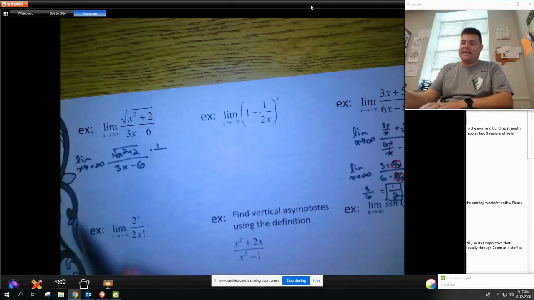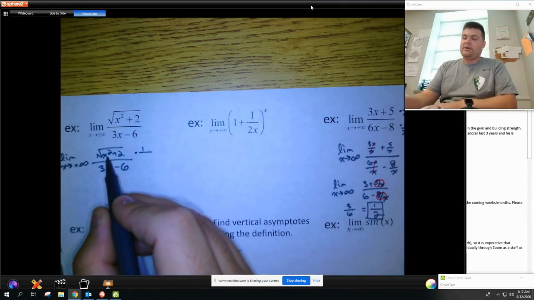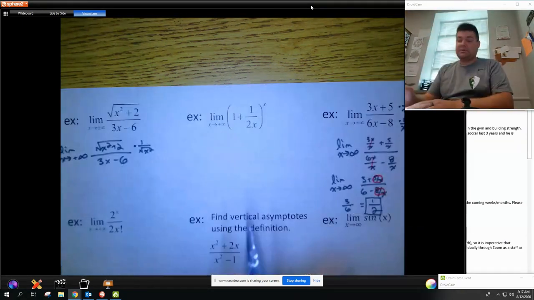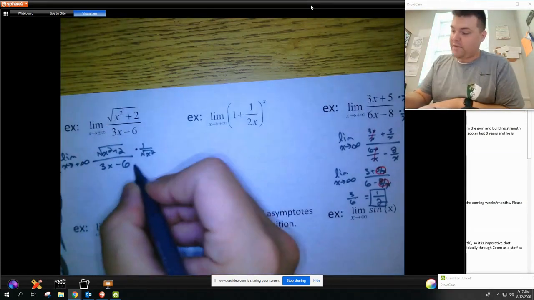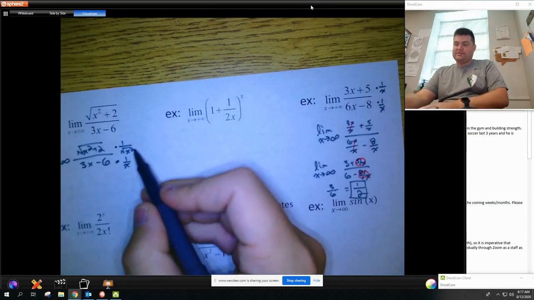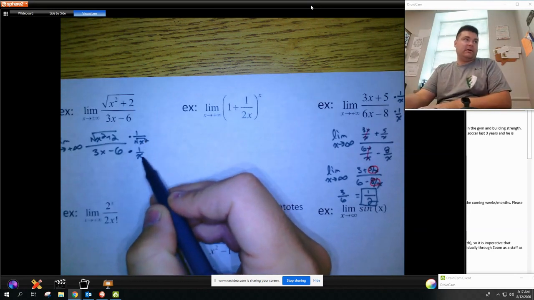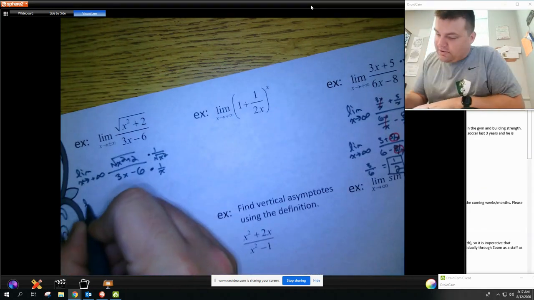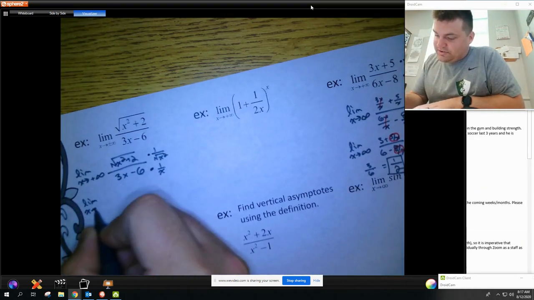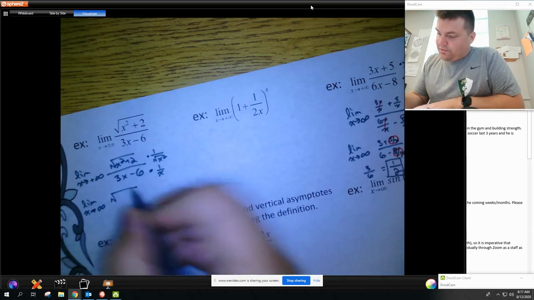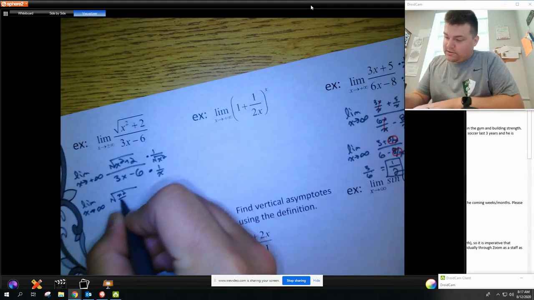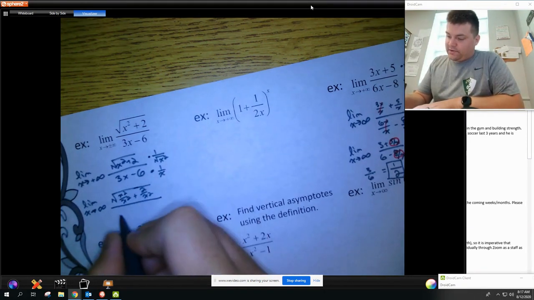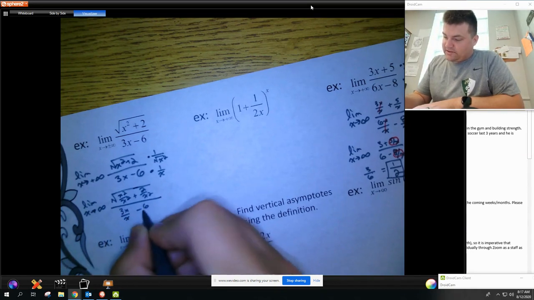Now I can't just multiply an x right here on the square root, because you got to be able to push it in. So do you agree that x is the same thing as square root of x squared? And the bottom one is multiplied by 1 over x. These two statements are equivalent. Okay, so now I can push that in. So I'm going to do the limit as x approaches infinity, square root of x squared over x squared plus 2 over x squared all over 3x over x minus 6 over x.